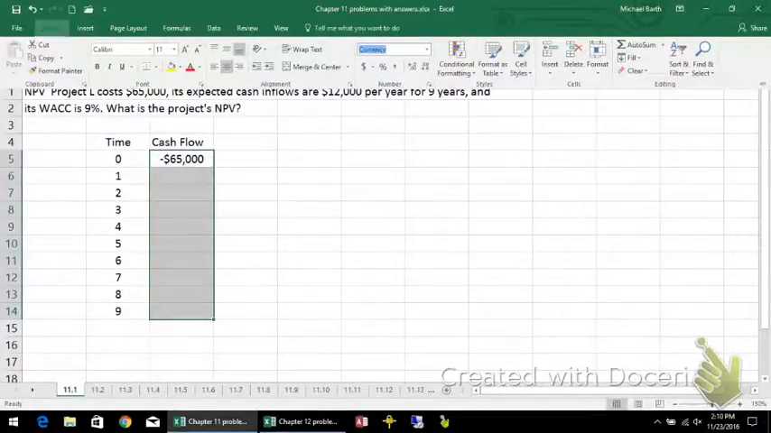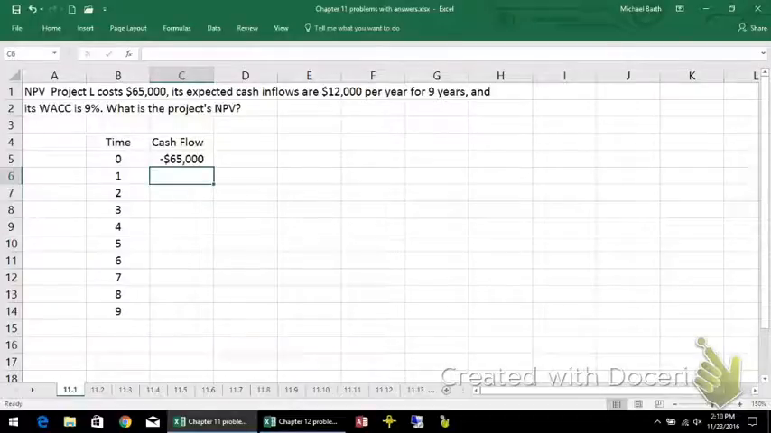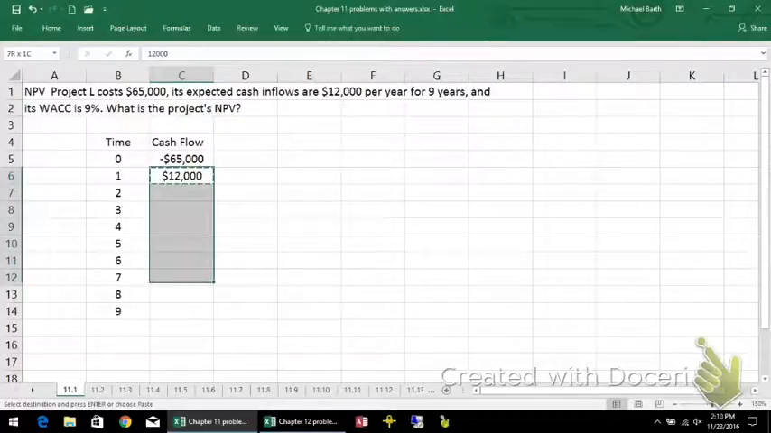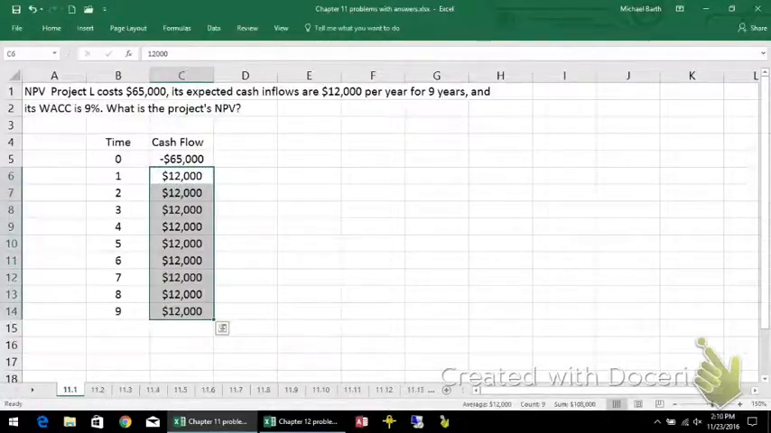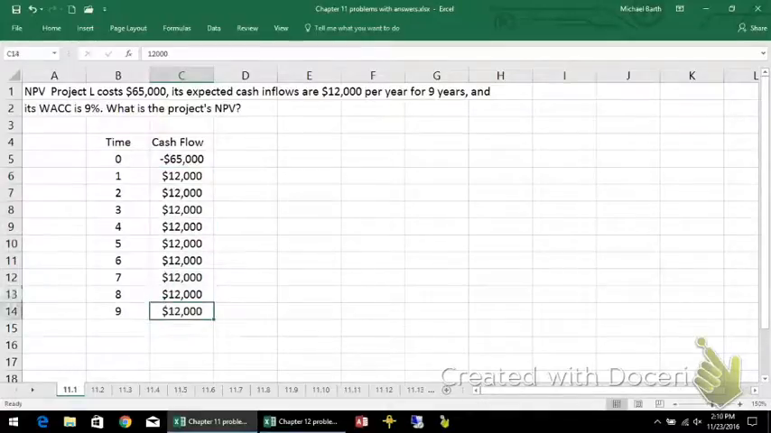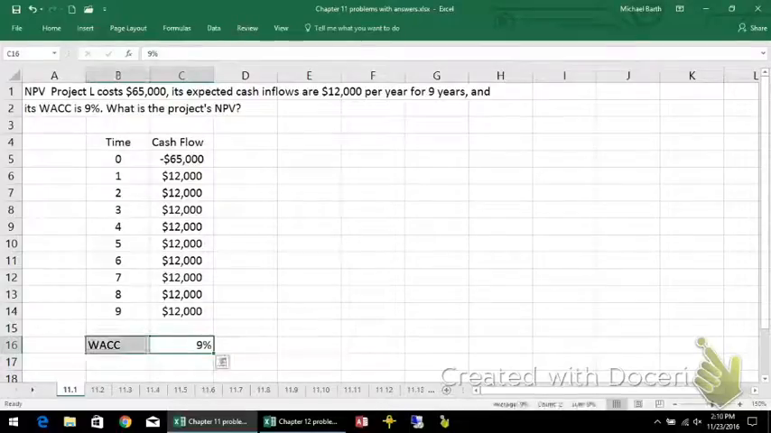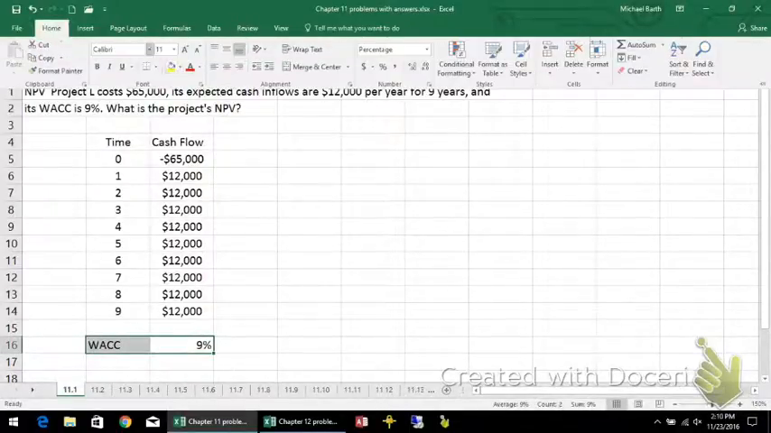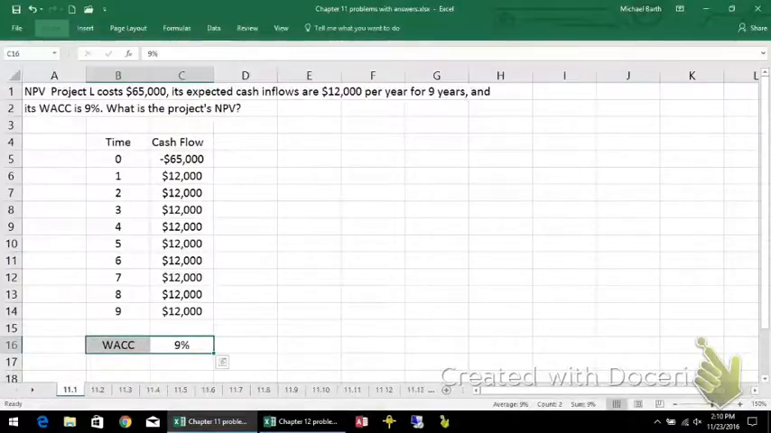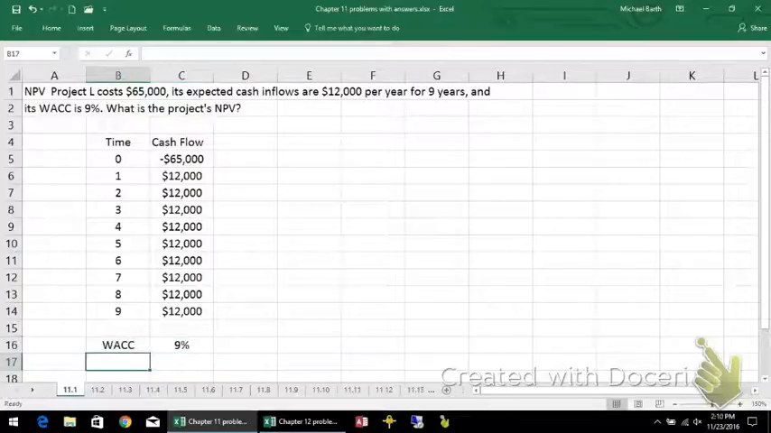All right, pretty it on up, and then it's $65,000 up front, and then you're taking in $12,000 a year for each of the next 9 years. To calculate the net present value, we use a discount rate, and the discount rate is the weighted average cost of capital. Typically, we have to adjust that for risk, but with this particular project, it tells us to use the weighted average cost of capital.